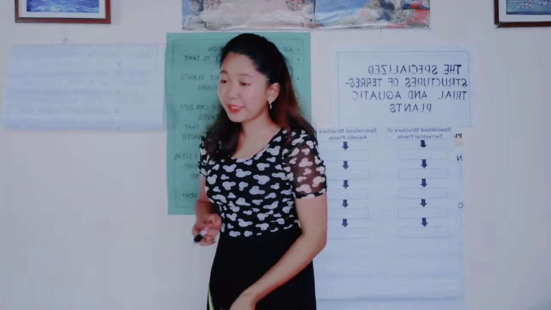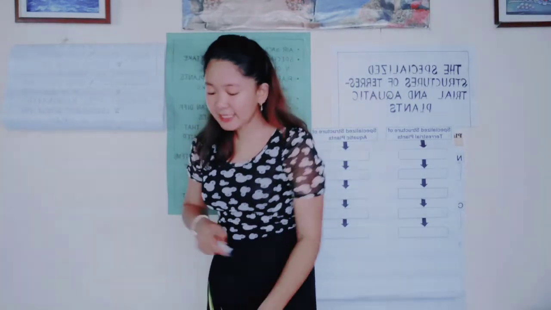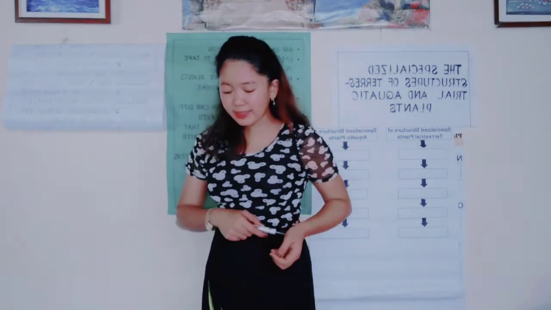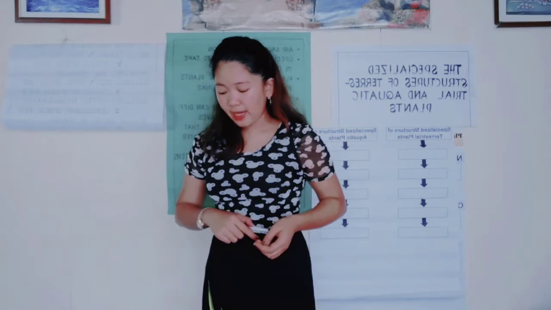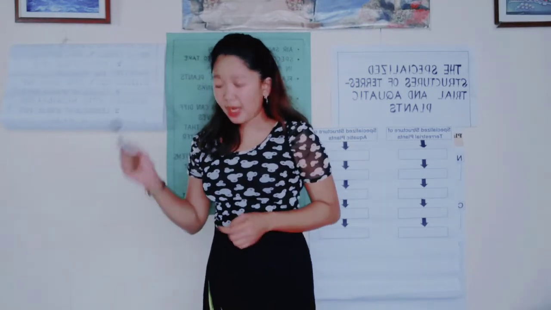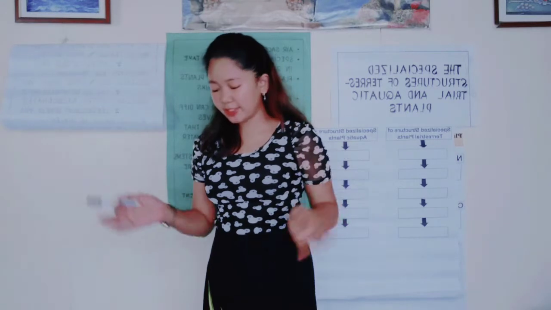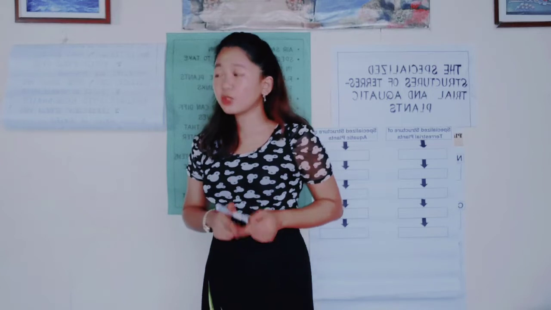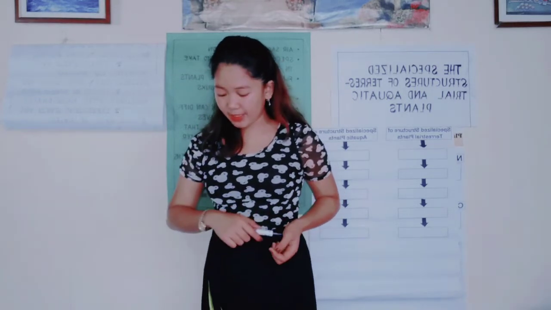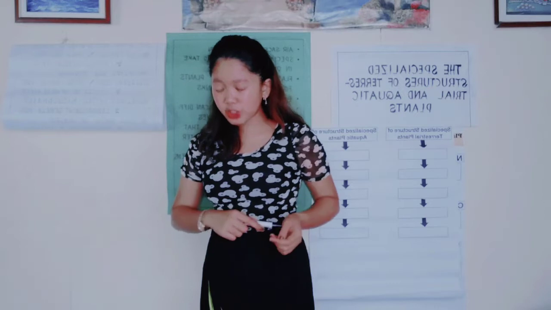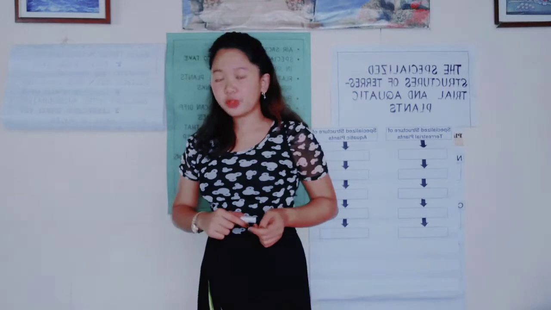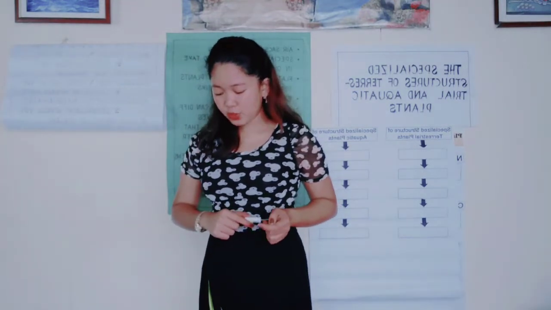Okay? But first, let me read the things that you should remember, okay? Plants that grow on land are called terrestrial plants, and those that grow on the water are aquatic plants. So those are the things that you should remember. Specialized structures of the plant are important to adapt to their environment. They have specialized body structures to enable them to become the fruit producers on earth.